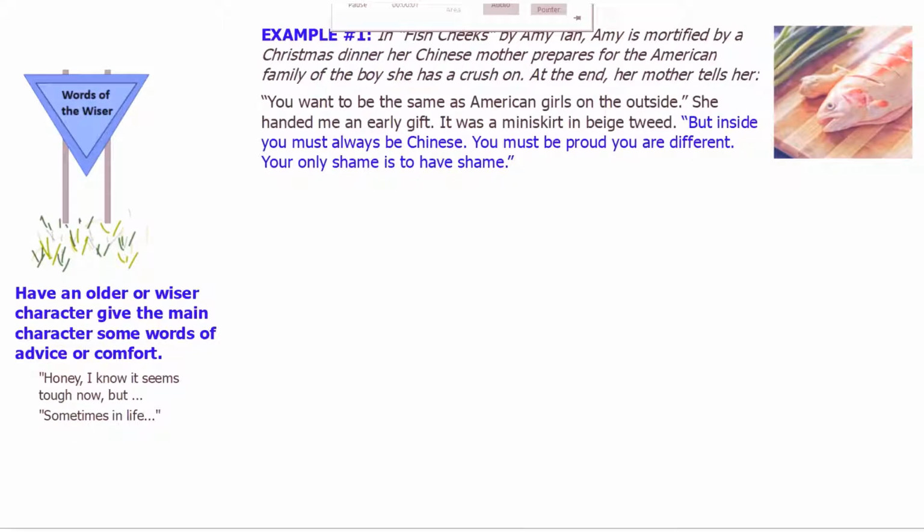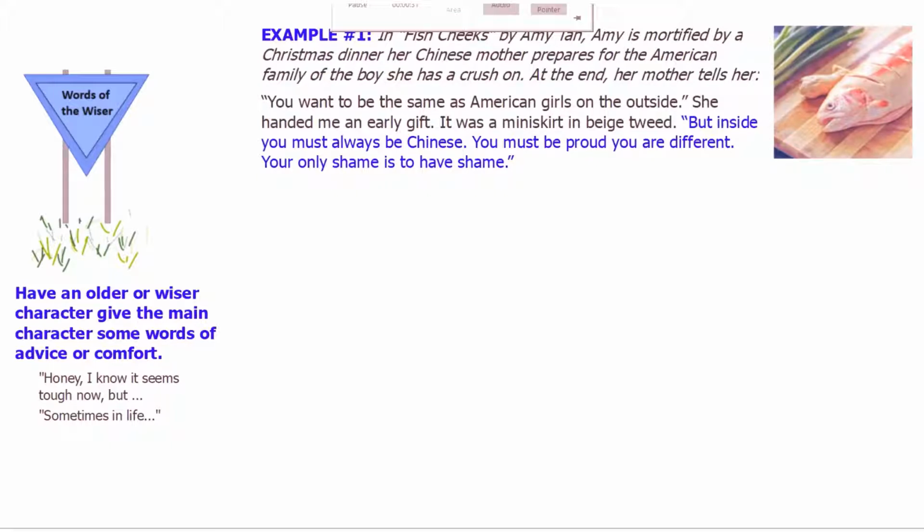Words of the wiser is a technique where you have an older or wiser character give the main character some words of advice or comfort. Oftentimes it's like a mother, a grandmother, or mentor, like a Dumbledore character, but it can be a best friend or someone else who has more insight or wisdom than the main character. And usually they say something like, honey, I know it seems tough now, but, or sometimes in life, and then they give some advice, some words of wisdom.